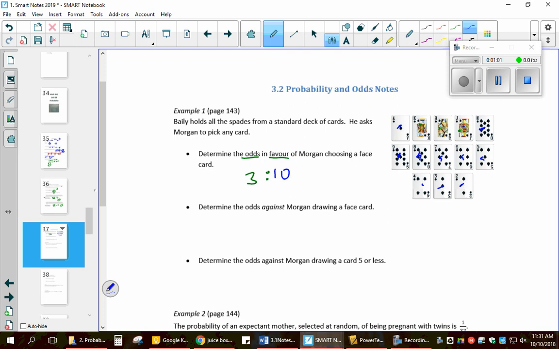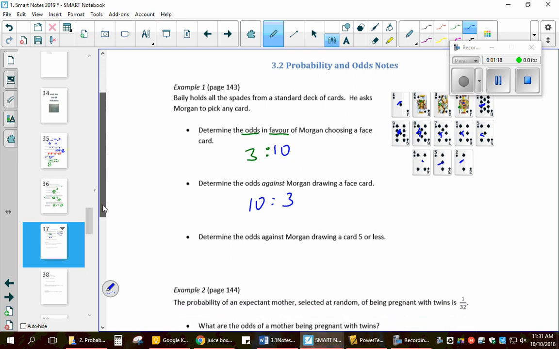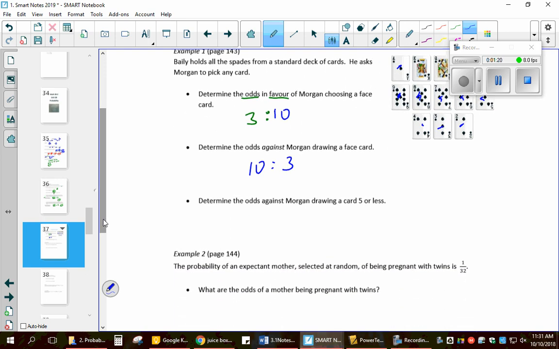Okay. Determine the odds against Morgan drawing a face card. 10 to 3, right? You just do the opposite there. So 10 to 3. Determine the odds against Morgan drawing a card 5 or less. All right, so if you get a little bit confused about how to start with that, I would just do the odds for a card 5 or less, and then switch them. Just so you don't confuse yourself here.